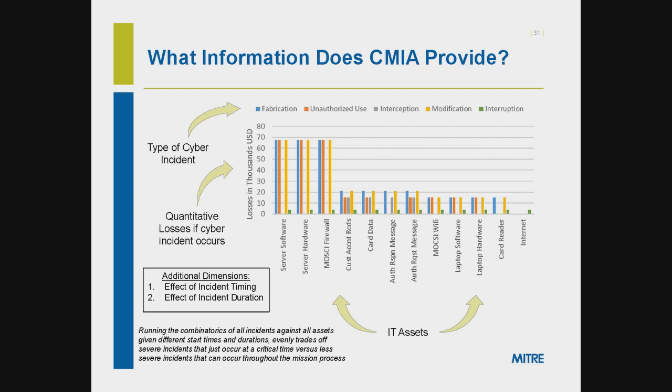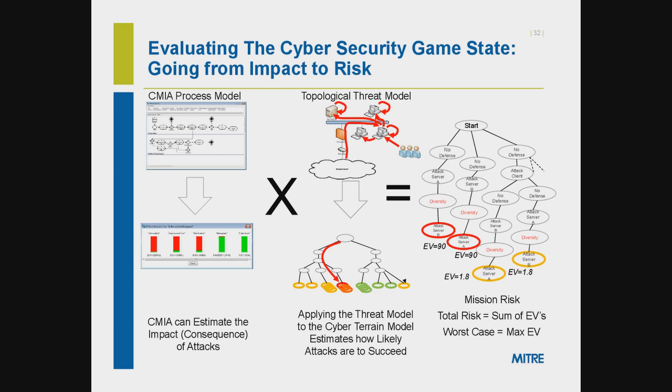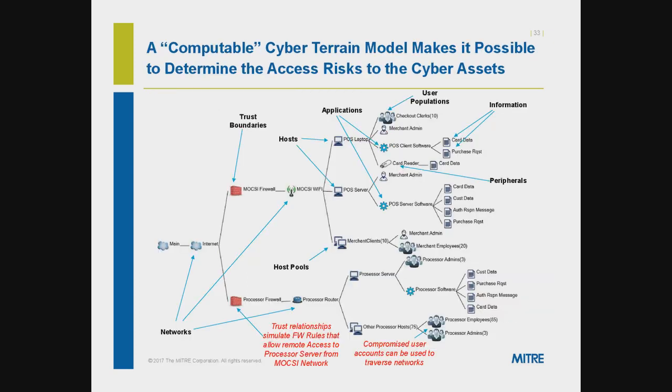So the next thing you want to do is start saying, how do I go from impact to risk? That's where we bring in the topological threat model, which runs against the cyber terrain model. We use that as a proxy for probability, or the likelihood that the attacks will succeed. If you combine a consequence with the probability, you've got a risk score, and that's how we go to risk. So we develop these computable models of your cyber terrain. They include things like trust boundaries, which represent places where you would supersede physical connectivity with logical connectivity, like firewall rules, those kinds of things.